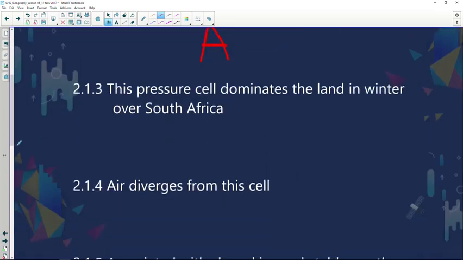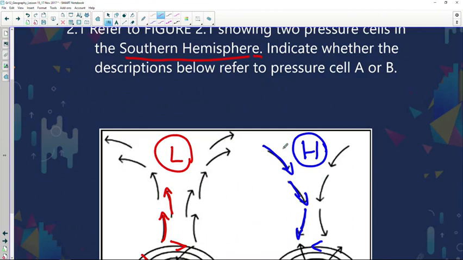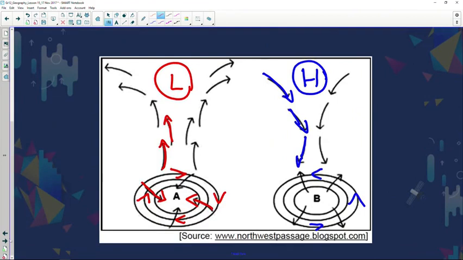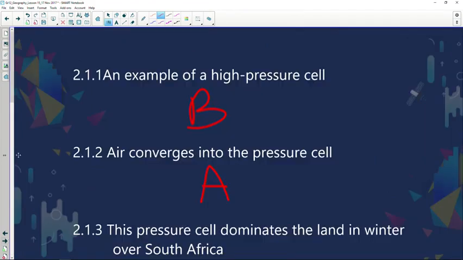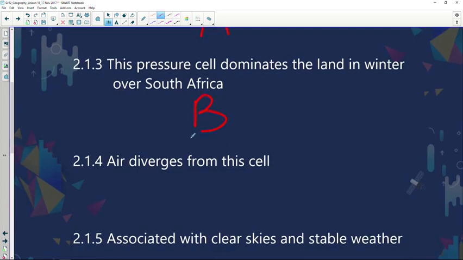If we look at 2.1.3, this pressure cell dominates the land in winter over South Africa. If we look at winter conditions in the interior of South Africa, we experience clear blue skies. How do we experience clear blue skies? Keep in mind, for cloud formation, what do we need? We need rising air. The reason for clear blue skies is that we are dominated by a high pressure system, and by now you should know that this high pressure system is known as the Kalahari high pressure. And so the correct answer for 2.1.3 is going to be B.